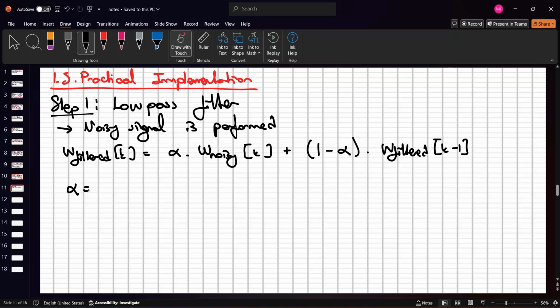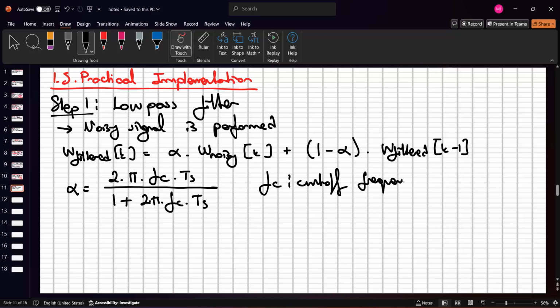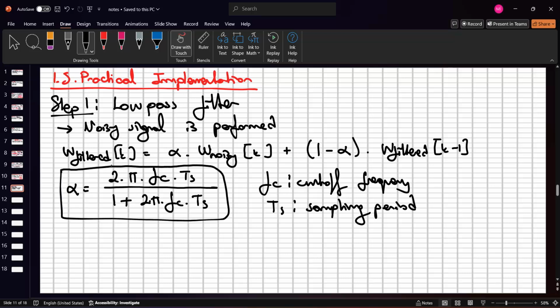And so alpha can be assigned as 2 pi fc times ts divided by 1 plus 2 pi fc times ts. Here fc is the cutoff frequency to filter the signal, and ts is the sampling period. Just remember that we cannot directly use the continuous method, because we have everything in the discrete domain. This alpha is computed for a discrete low pass filter applied to the noisy signals.